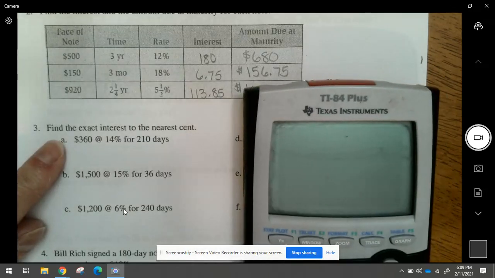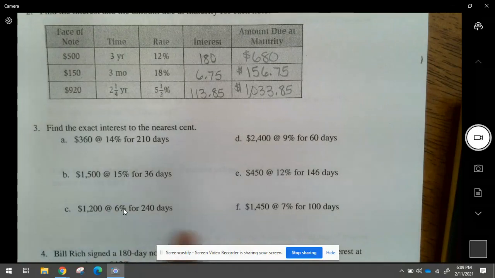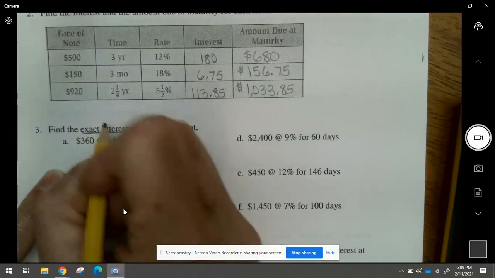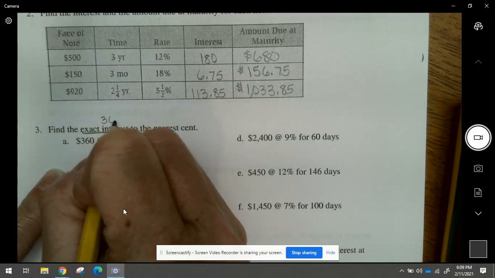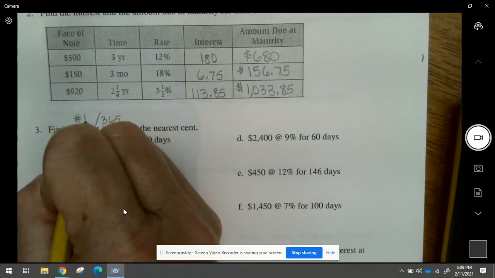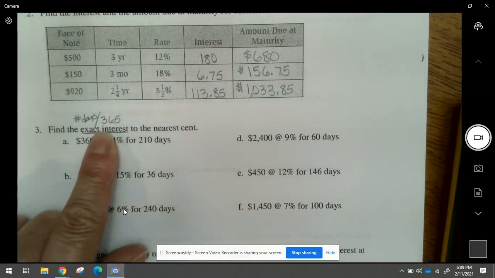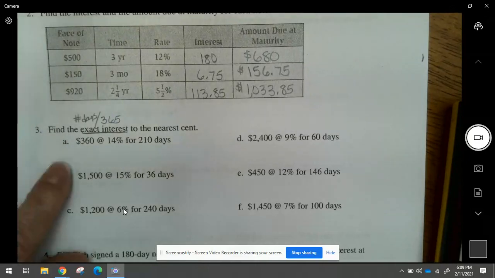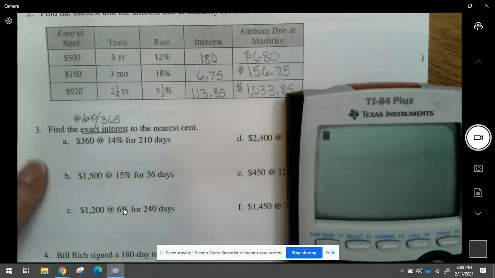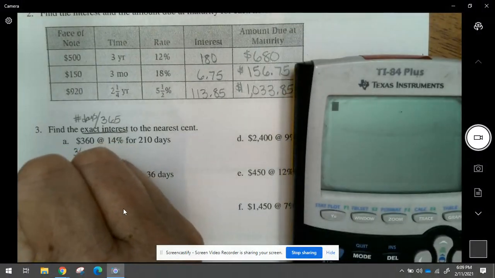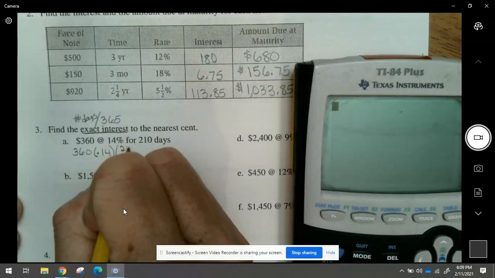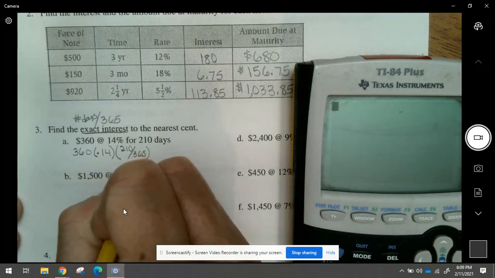Okay, this next section, all 6 problems, we're finding the exact interest. Remember, when you see the words exact interest or you see an amount of days, you're dividing the number of days divided by 365 for your time. I'll just go through them all, but you should pause the video and try these because they're not too bad. So let's write out what we're doing. 360 times 0.14 times 210 divided by 365.